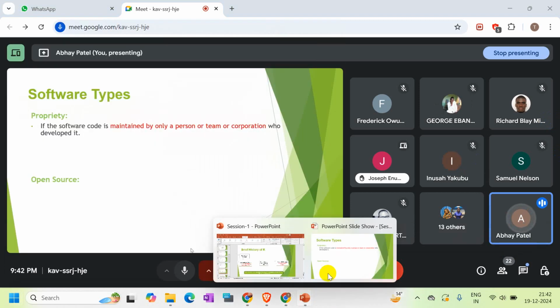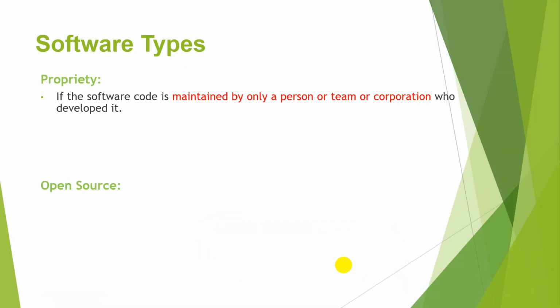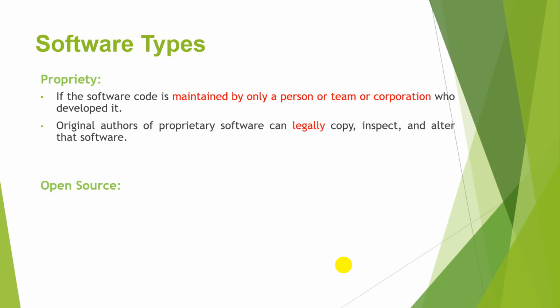Just telling you about different types of software. We have two major types: first is proprietary software, second is open source software. Proprietary software is software which is managed by a corporation. We have many such software in our systems: SPSS, Stata, Microsoft Excel. Those are called proprietary software.